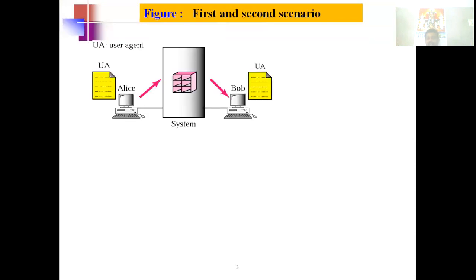So there are three scenarios while going into the architecture. The first scenario is the sender. This is a sender and this is a receiver. Both the sender and receiver are connected to the same system. So here you need only two user agents: one user agent on the sender side and another user agent on the receiver side. If both are connected to the same system, you need only two user agents.